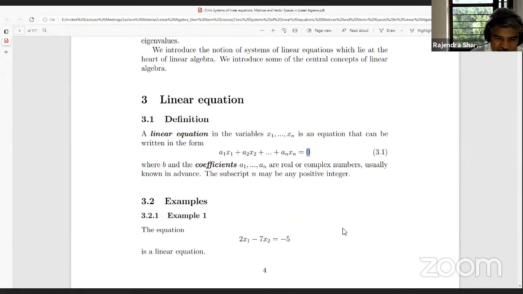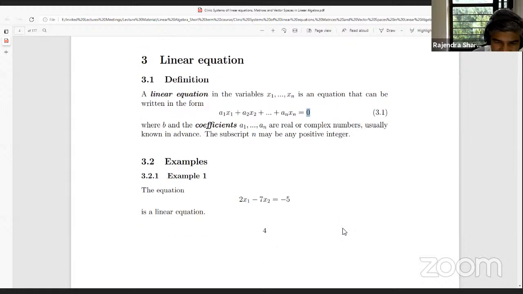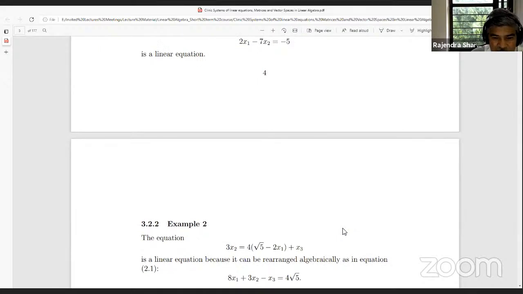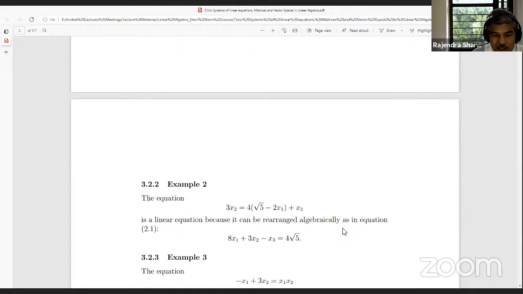Just a few simple examples. The equation 2x1 minus 7x2 equal to minus 5 is a linear equation. The equation 3x2 is equal to 4 times square root 5 minus 2x1 plus x3 is also a linear equation, because it can be rearranged algebraically after removing the bracket and writing it properly. So that becomes 8x1 plus 3x2 minus x3 equal to 4 root 5.